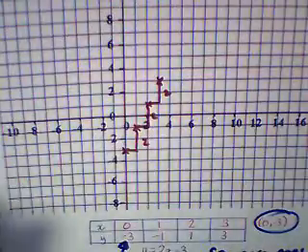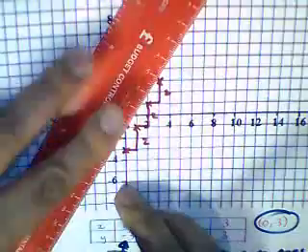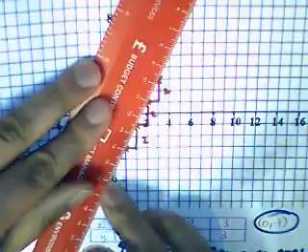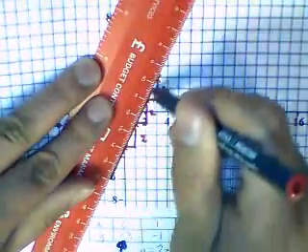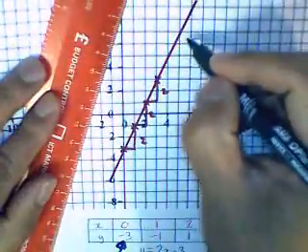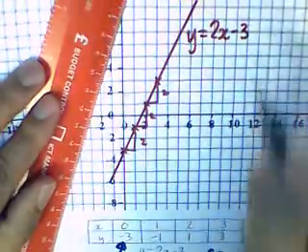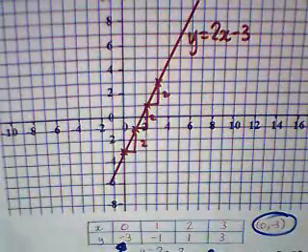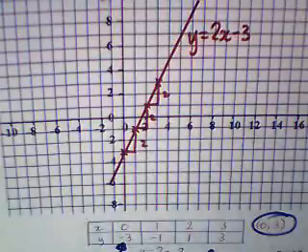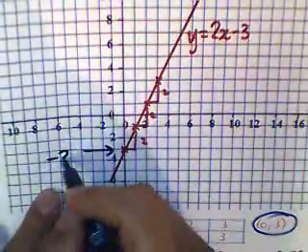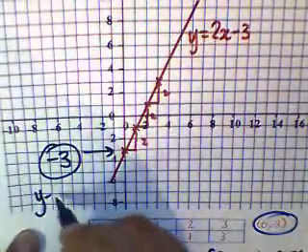Now, in actual fact, that is the quicker way of drawing a linear graph. Let's draw the actual graph in, and I'll try and show you. So that's the graph, y equals 2x minus 3.